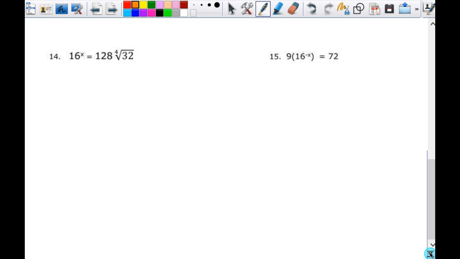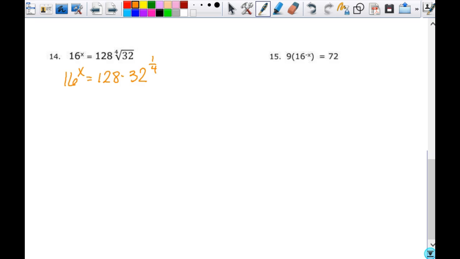But all right, so here's what I have. If 16 to the x power equals 128 times the 4th root of 32. So I'm going to rewrite this as 16 to the x power equals 128 times 32 to the 1/4 power. Now, I have to decide what the base is. It would be nice if I could use 4 and not 2, but can I break down the 32 into a 4 easily? 4 divides in there, but it's not a root of it, so I can't do that. So I'm going to have to go with 2.